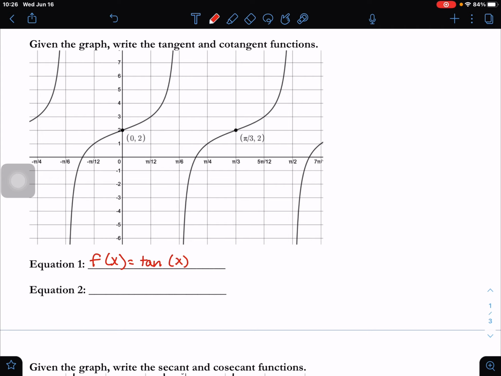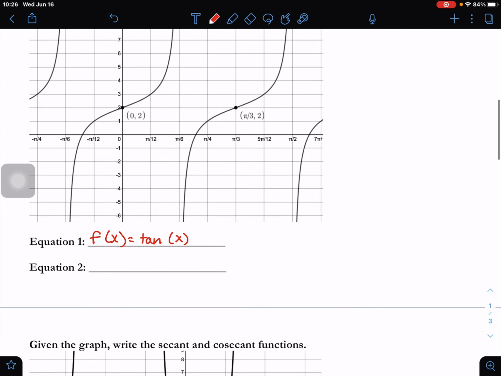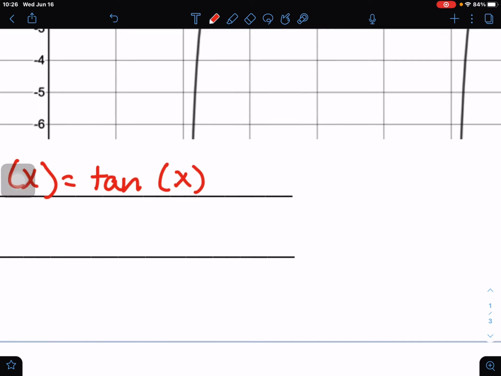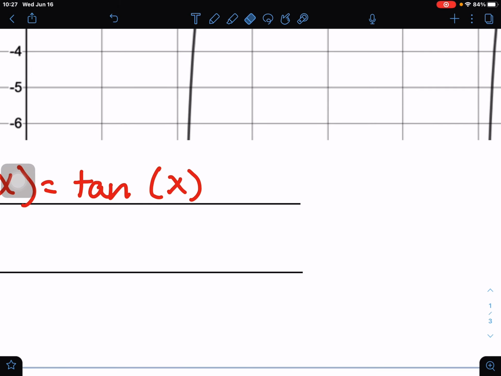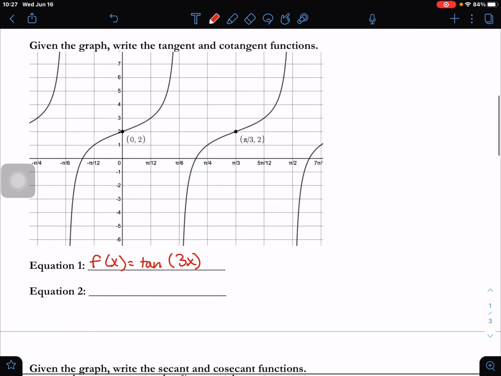And it looks, normally the asymptote should be at pi over 2 and at negative pi over 2, which means that the period would be pi. But here it looks like the period is pi over 3. So that means that it's definitely been compressed some. So this could be like tan of 3x, like that.